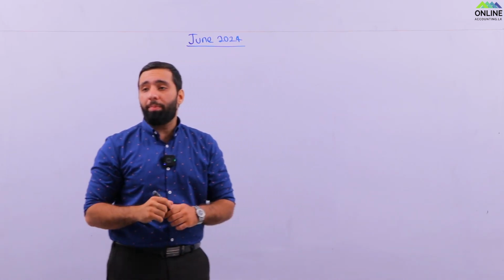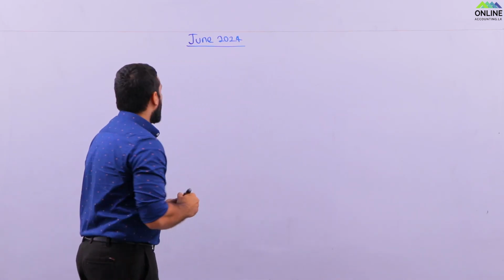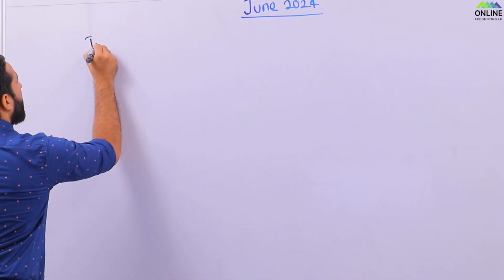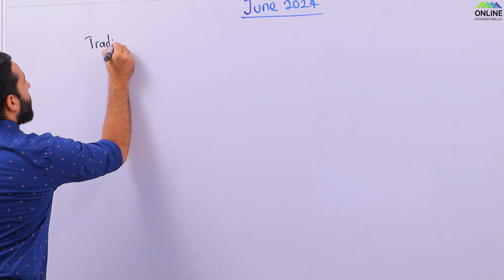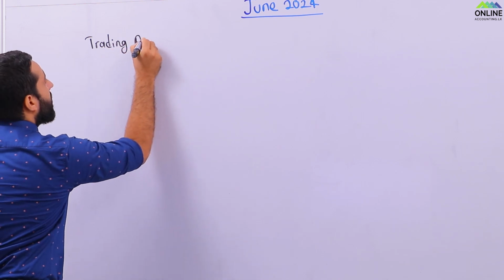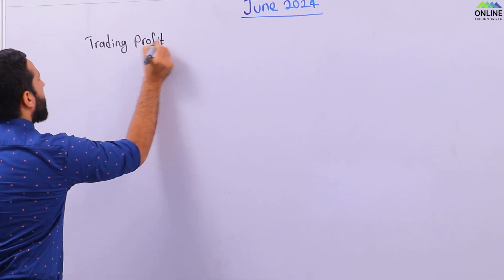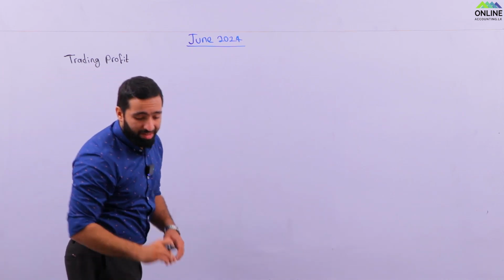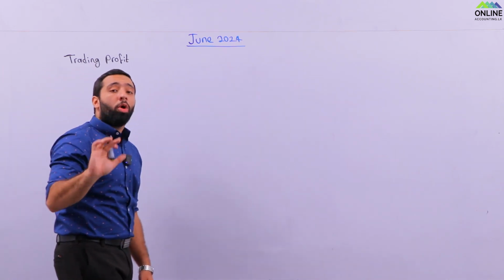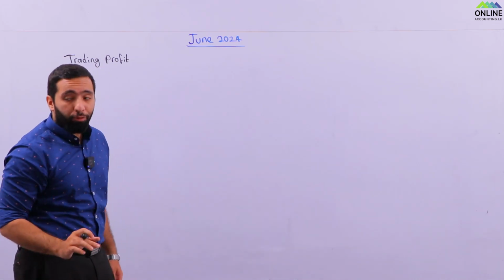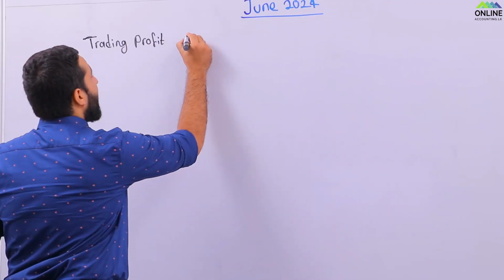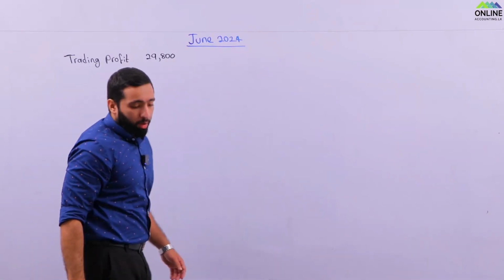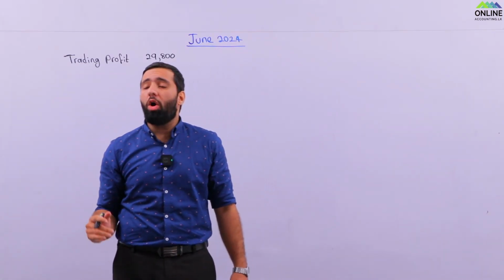So the trading profit. How much is the trading profit? The trading profit is 29,800. The question is in front of me, and I hope the question paper is in front of you as well. So 29,800, and then we are moving on.